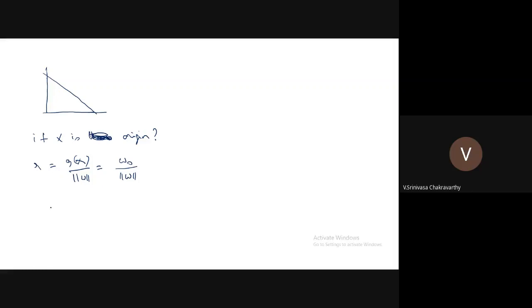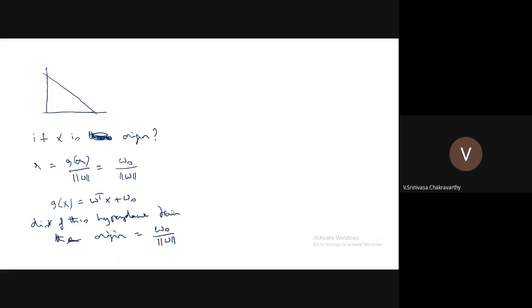So if I take a hypersurface defined by g of x equal to w transpose x plus w naught, the distance of this hyperplane from the origin is equal to w naught by mod w. So that's another property. Okay, so all this is fine.